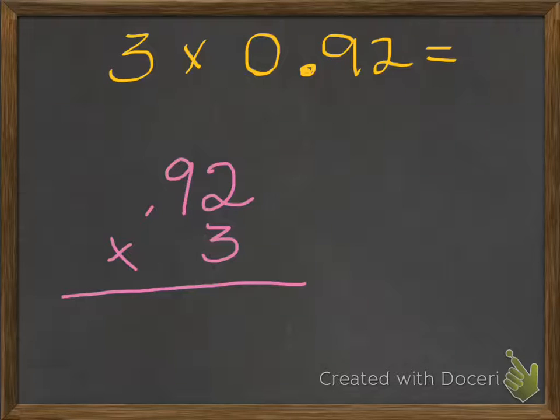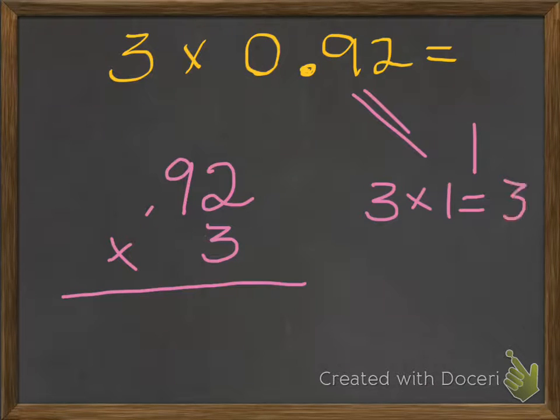Now before I do that, I can very quickly surmise that 0.92 is really close to 1. It's very close to 1. If I rounded it up, it would be 1. And then I can do some quick estimating. 3 times 1 is 3, so I'm guessing my answer is probably close to 3. So let's do the actual math and find out.